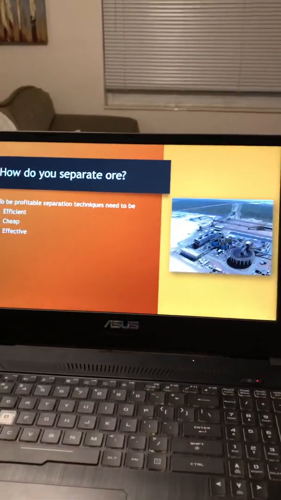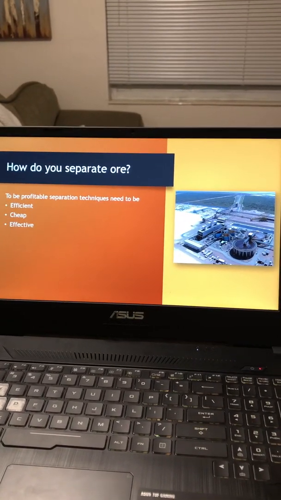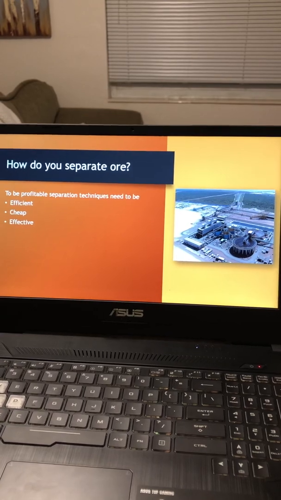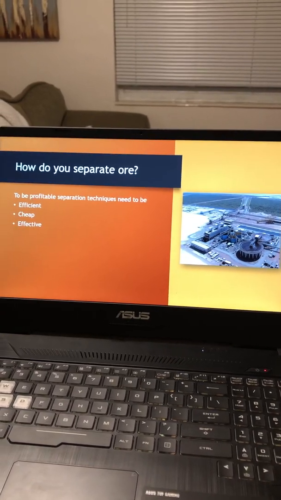And so today we're going to talk about a different process that's a lot lower energy and better for the environment. So the new way we use to separate ore is more efficient, cheap, and effective. And that's what we need for it to be profitable for today's industries.